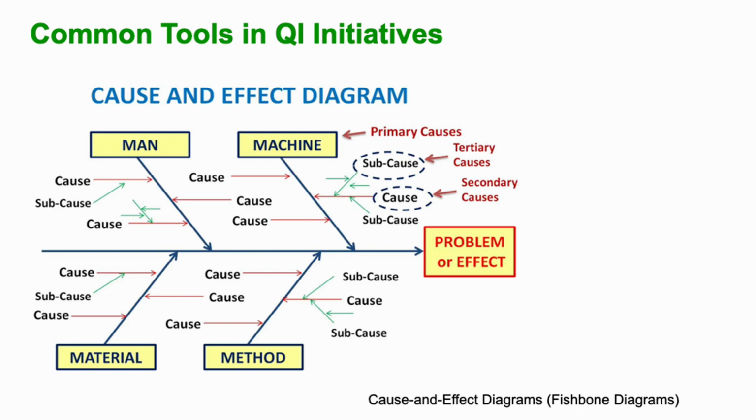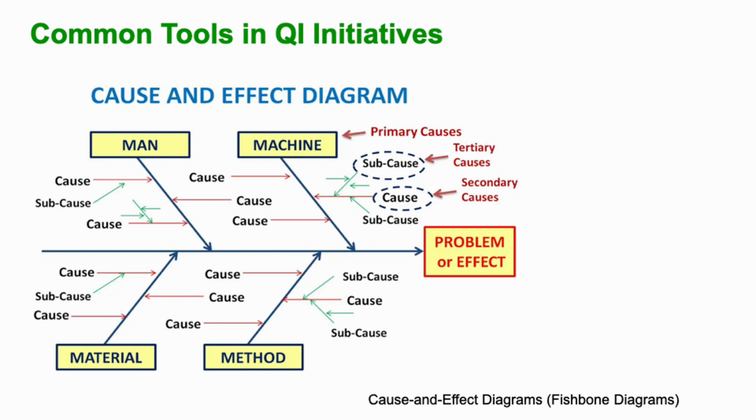So we can fairly say that this diagram has four main components. The head that represents the problem or effect, the spine, which is a central line extending from the head, and then we have the main bones, which represent the branches extending from the spine, representing the major categories of the cause. And then we have sub-bones. These are the small branches extending from the main bones, detailing more specific causes.